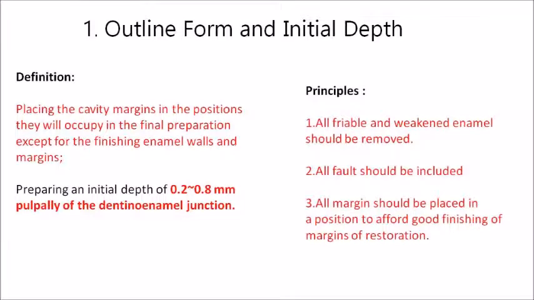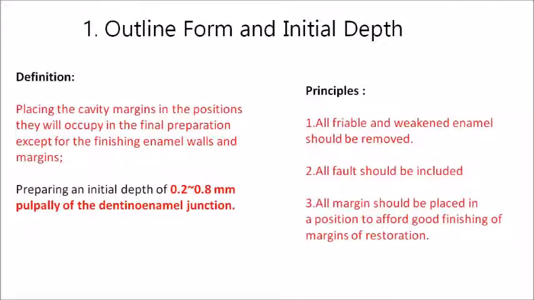Let's see the important points under each step or stage of the cavity preparation. So first will be outline form and the initial depth. According to the definition, outline form is placing the cavity margins in the positions they will occupy in the final preparation, except for finishing enamel walls and margins. So this is the placement of the cavity margins in the proper positions.